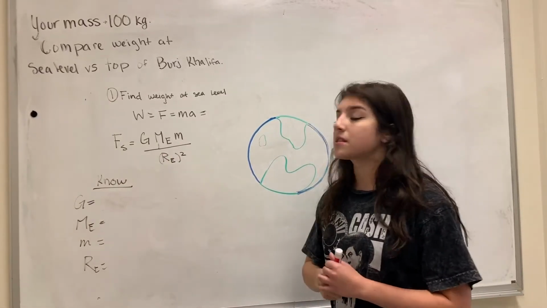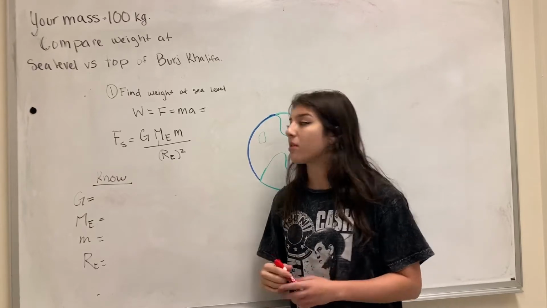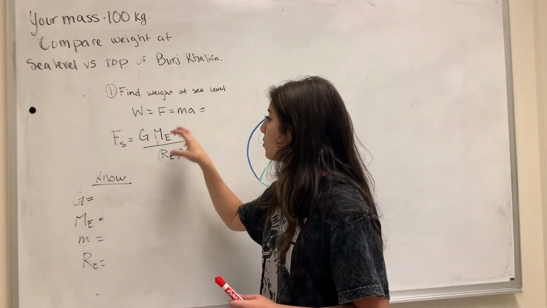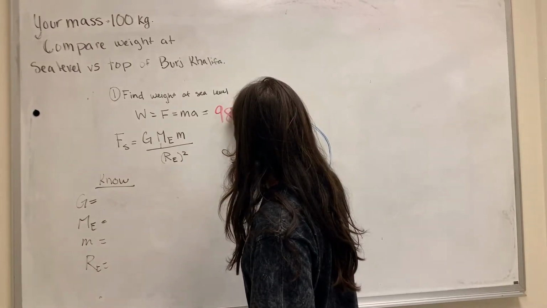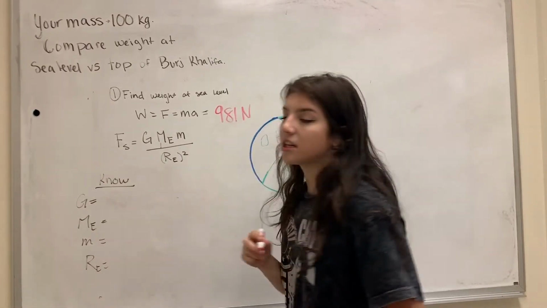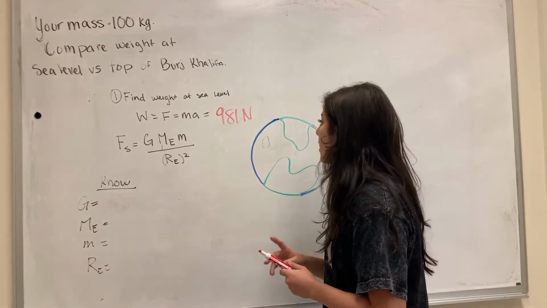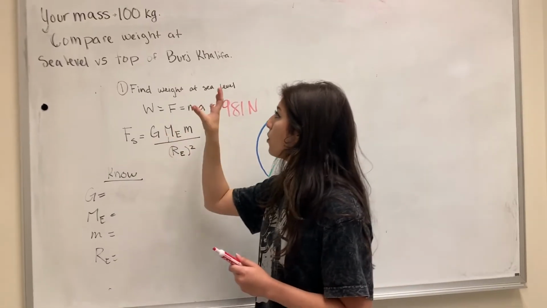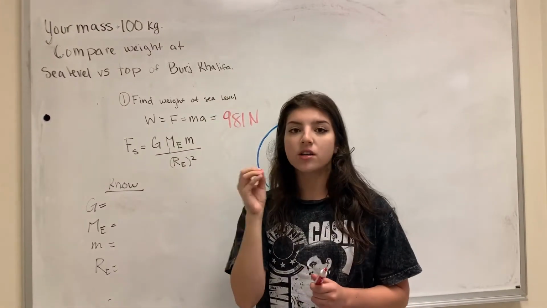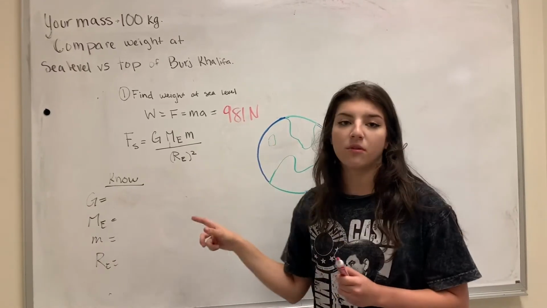So, first step in this problem is we're going to find our weight at sea level. Now we can easily find this if we remember that weight equals our force, which equals our mass times acceleration, which we're just going to get 981 newtons. But when we solve this problem all out, we're going to find that the force difference between the force at sea level and the force at the top of the Burj Khalifa is going to be very small, and this is not an exact enough number for us to work with.